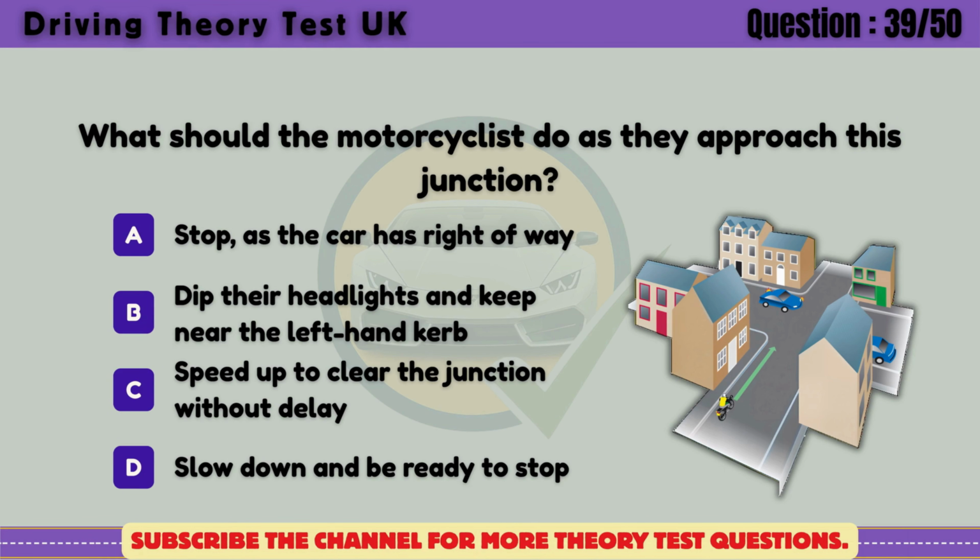Option A. Stop, as the car has right of way. B. Dip their headlights and keep near the left-hand curb. C. Speed up to clear the junction without delay. D. Slow down and be ready to stop.